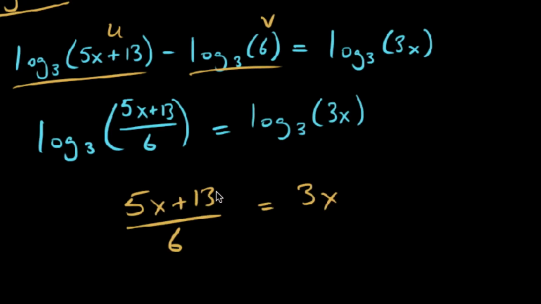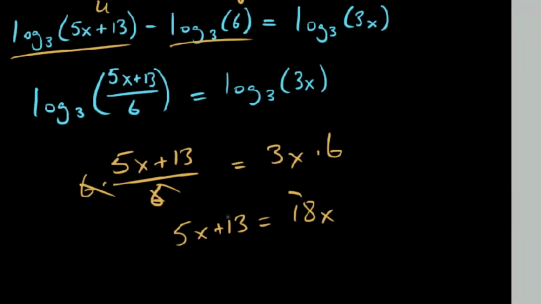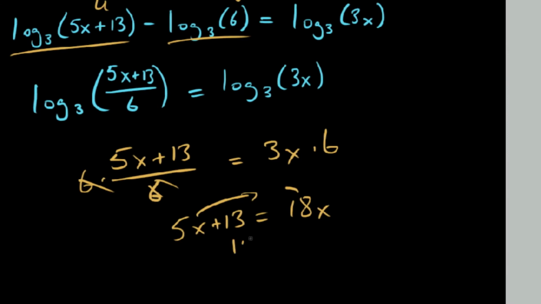So going about solving this, we could multiply both sides by 6. That would get a little bit of substance out of the way. So we'd say, okay, so these 6's cancel, and we have 5x plus 13 is equal to 18x. And then what if we bring this 5x over here? We have 13 equals, hey, what do you know, 13x. So therefore x is 1, and we would want to check this in the original expression.